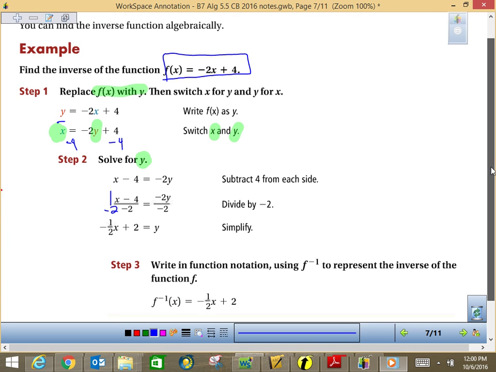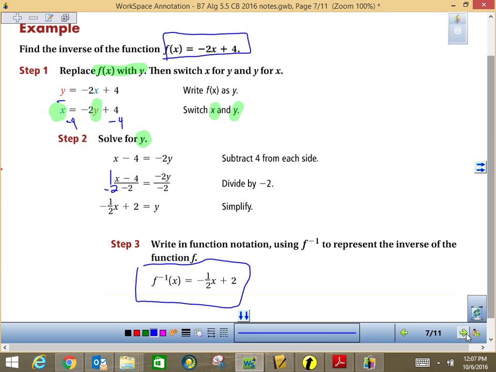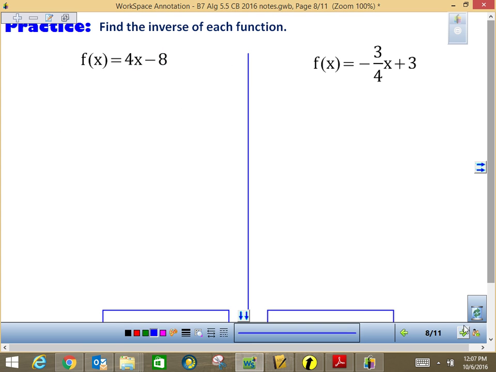Here's how you will write your answer at the end of the problem. You'll start with writing this. This will be my final answer. You'll put f to the negative 1 of x, so the inverse function of f is equal to negative 1/2 x plus 2. There is at least one of these on your test on Monday. Okay? So we're going to do these two together.